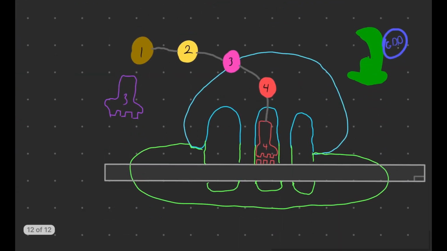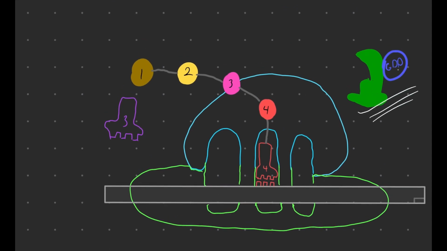And now we can move down to the last step, where we can see the GDP formation with the EFG, and basically this is where we started, and now the entire process can start over again.